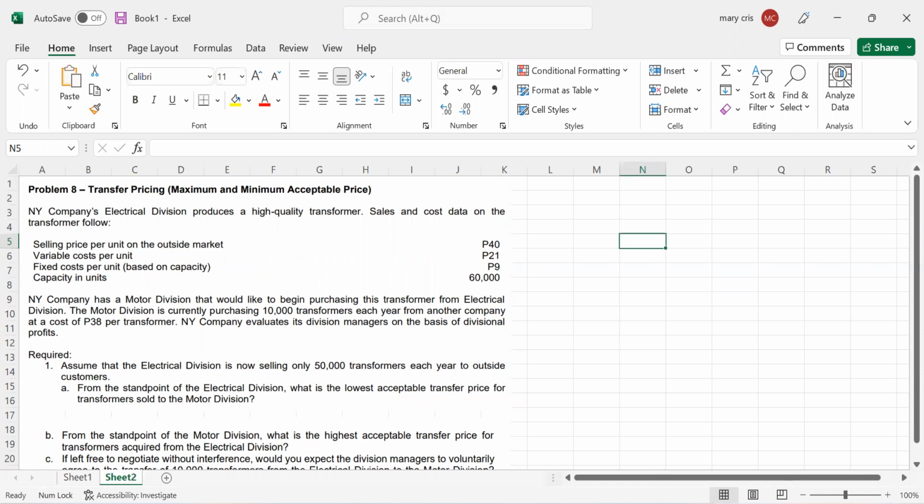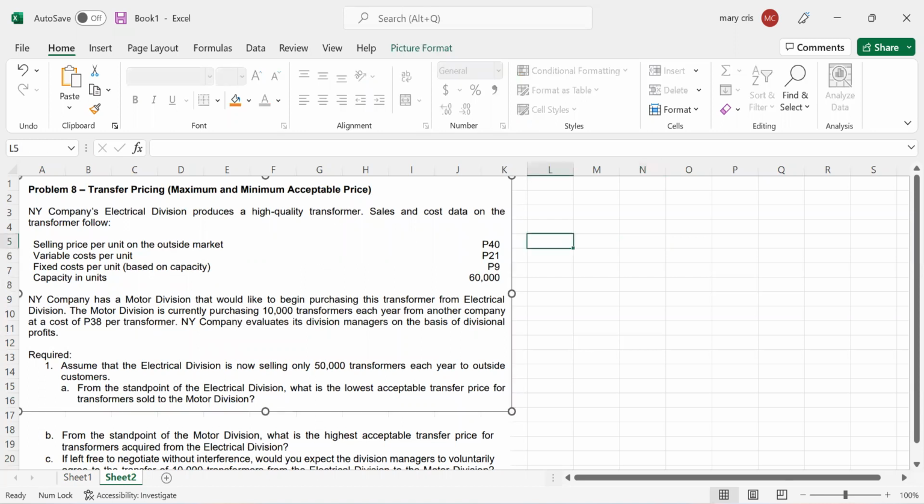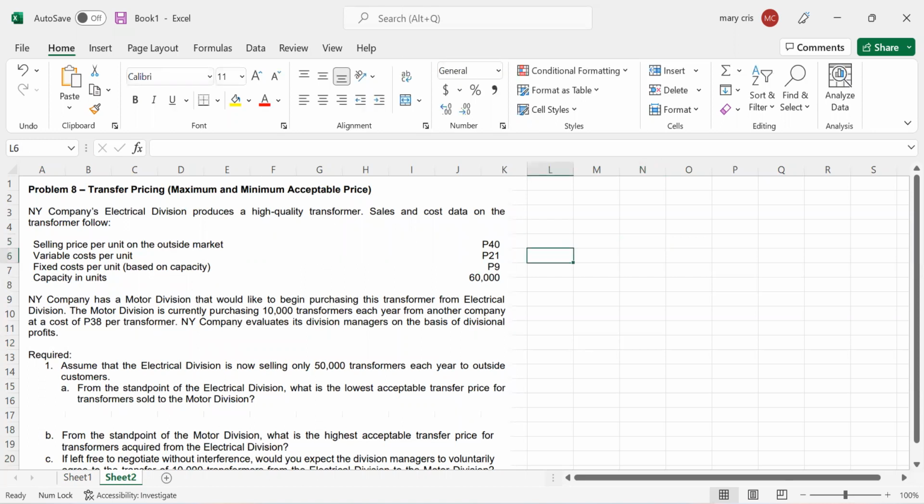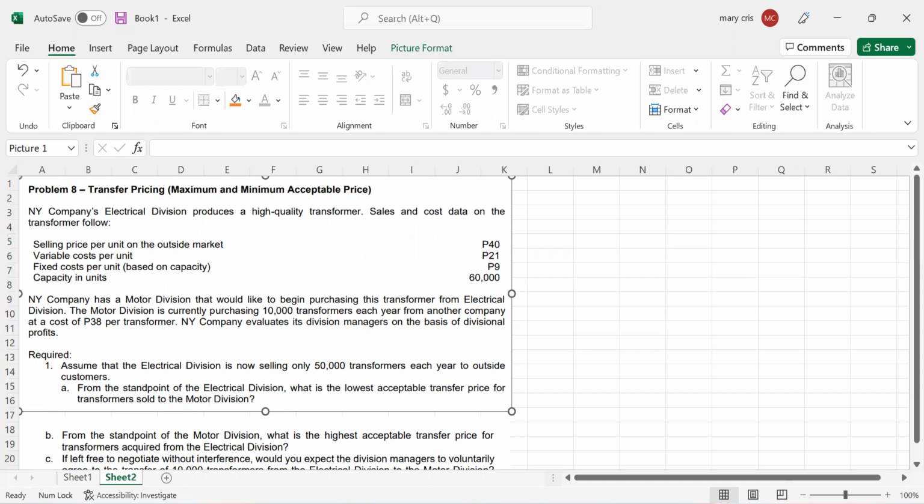So you have the sales price per unit on the outside market is 40. Variable cost per unit is 21. Fixed cost per unit based on capacity is 9 pesos. The capacity in units is 60,000. So anyway, the motor division would like to begin purchasing this transformer from the electrical division. So the motor division is currently purchasing 10,000 transformers each year from another company at a cost of 38 per transformer. So anyway, the company evaluates its division managers on the basis of divisional profits.